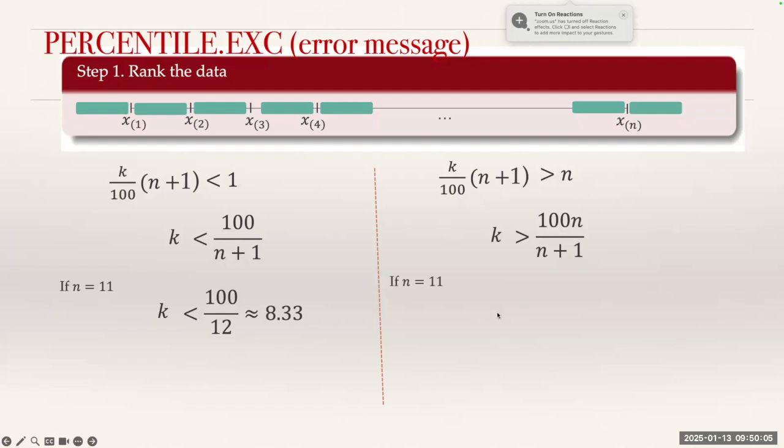So that means that if n equals 11, then it will be 100 times 11, which is 1100. Yeah? And n plus 1 is 12, so it will be 1100 over 12, 91.66. For example, if I give you 11 data and I ask you to compute percentile 92, bigger than this, the answer will be an error. You cannot do it. Okay?